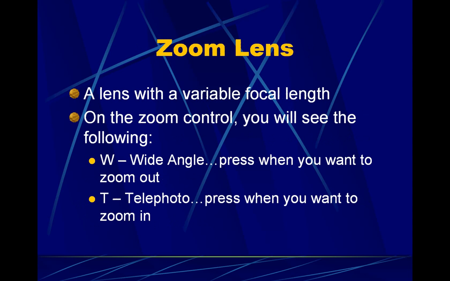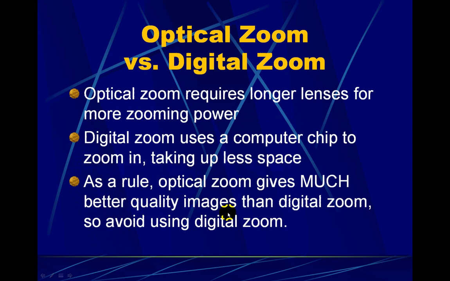A zoom lens. A zoom lens is one that has a variable focal length, and it's of course very standard on pretty much every camera. On the zoom control, you're going to see the following two functions. You're going to see W and you're going to see T. W stands for wide angle, so you press that when you want to zoom out or open up the field of view, and you press T for telephoto when you want to zoom in or close in the field of view.